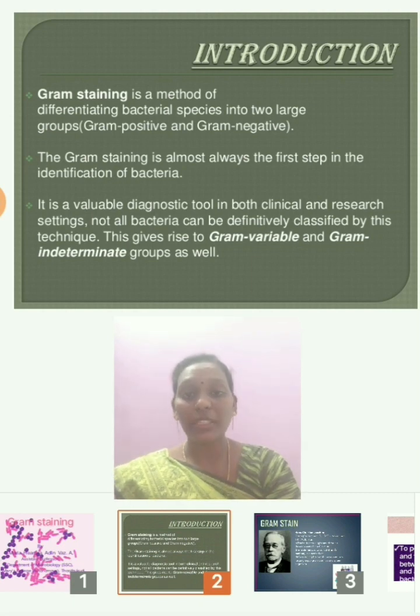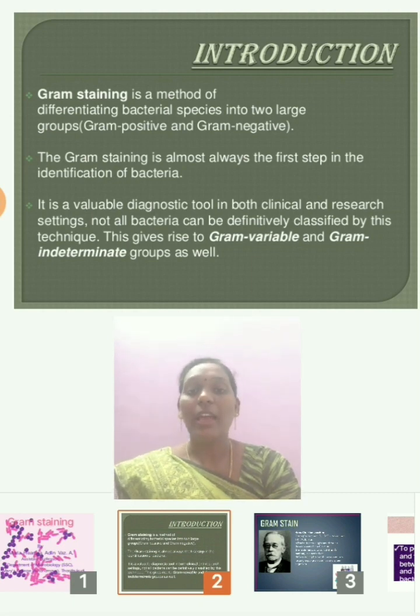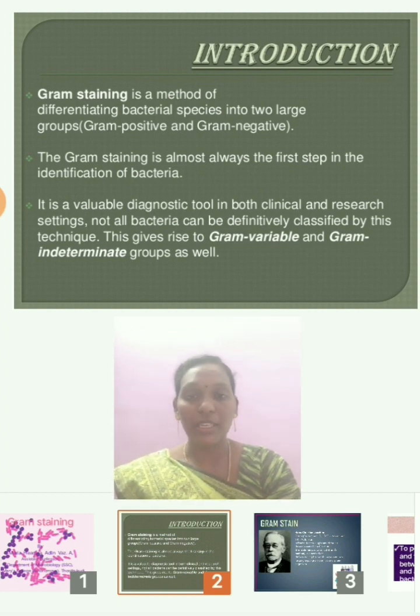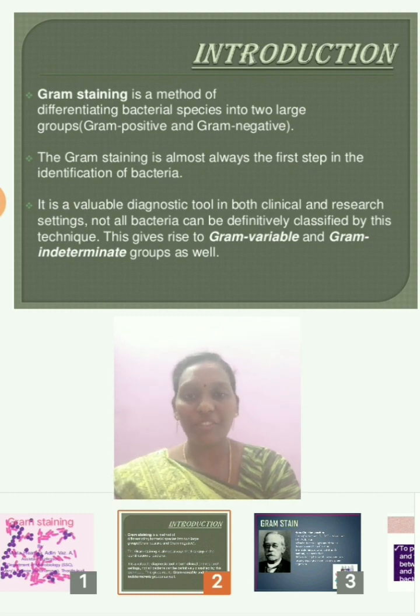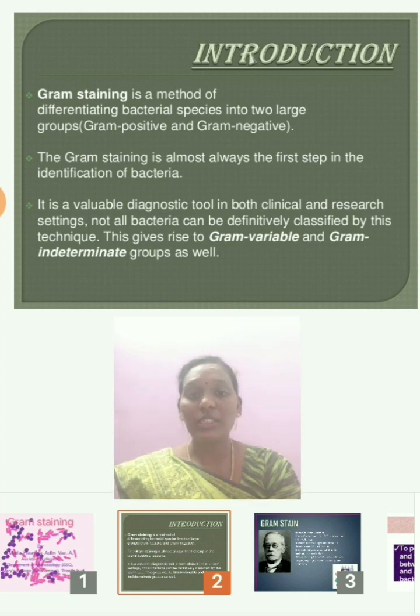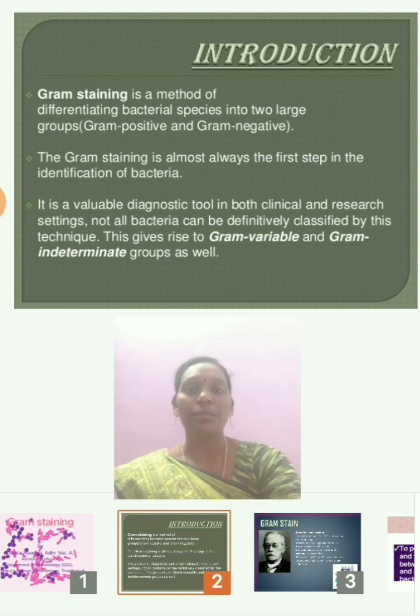So when you get a bacterial culture in your hand and you have to identify it, the first step you will do is gram staining to identify whether it is a gram positive or a gram negative bacteria, and this is a very valuable diagnostic tool which is used in clinical and research fields also.